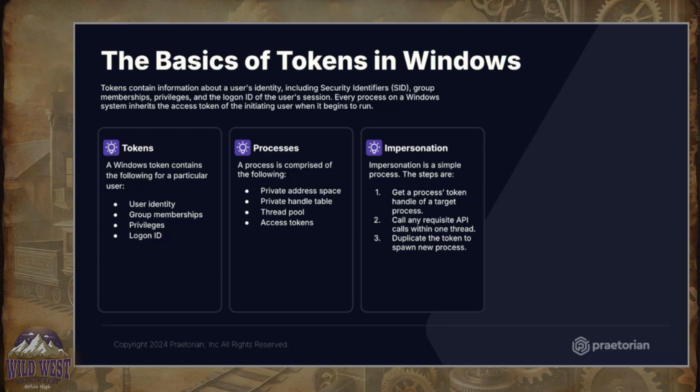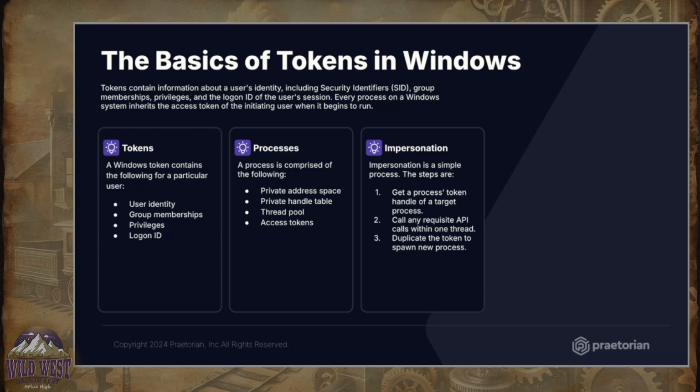Once we have a plain English understanding of processes and how they relate to thread pools and access tokens, we can begin to discuss the process of impersonation. Impersonation is fundamentally a very simple 3-step process that involves calling the correct API calls in the correct order, according to the Windows documentation. It begins by listing all the currently running processes on the underlying Windows operating system. From there, we can select an arbitrary target process that we want to potentially attack, and we're going to open a token handle on that target process.